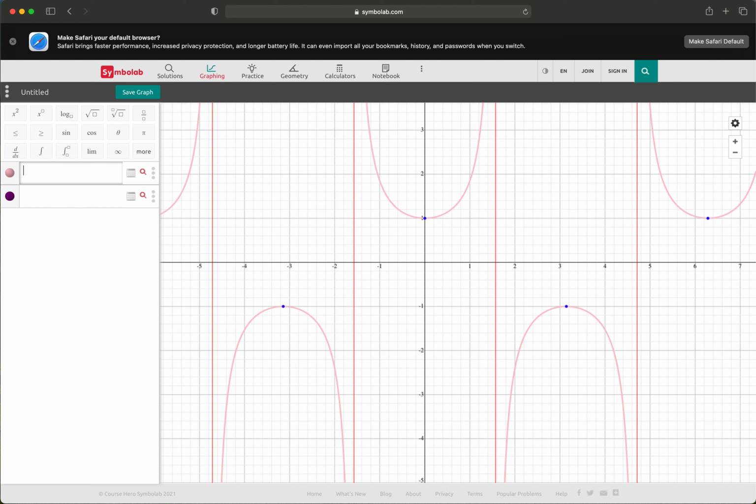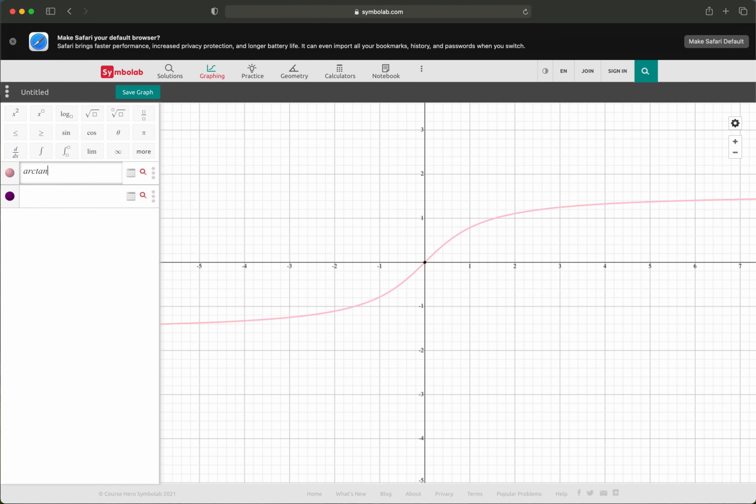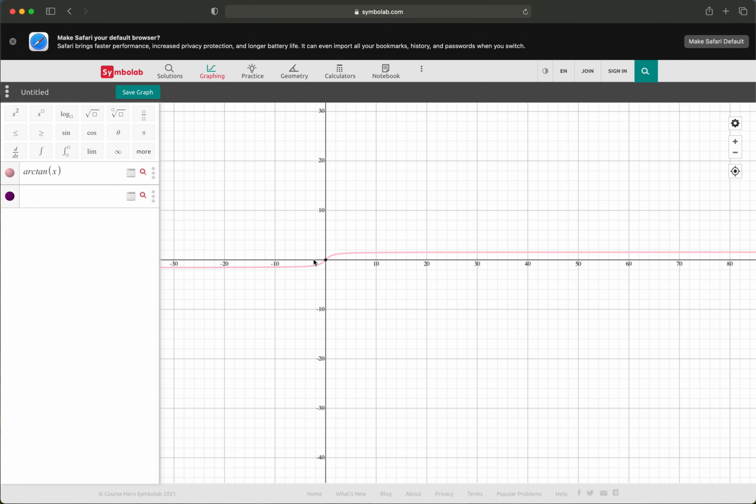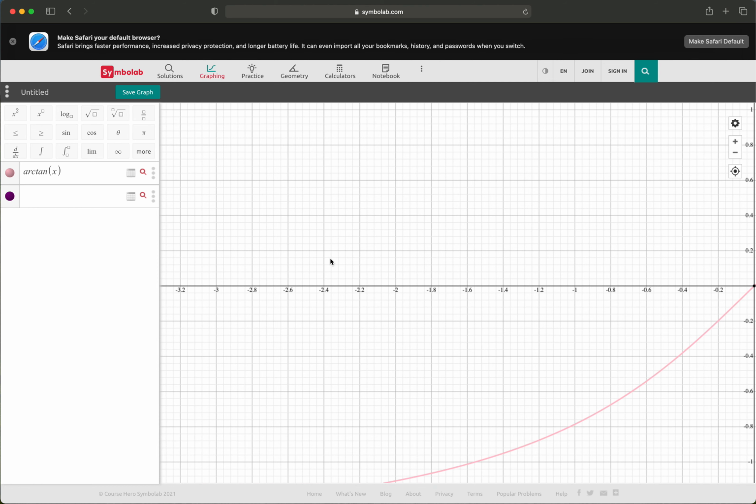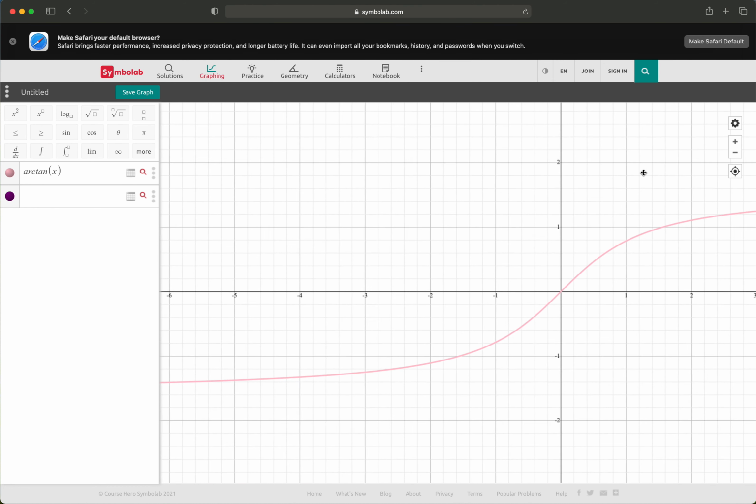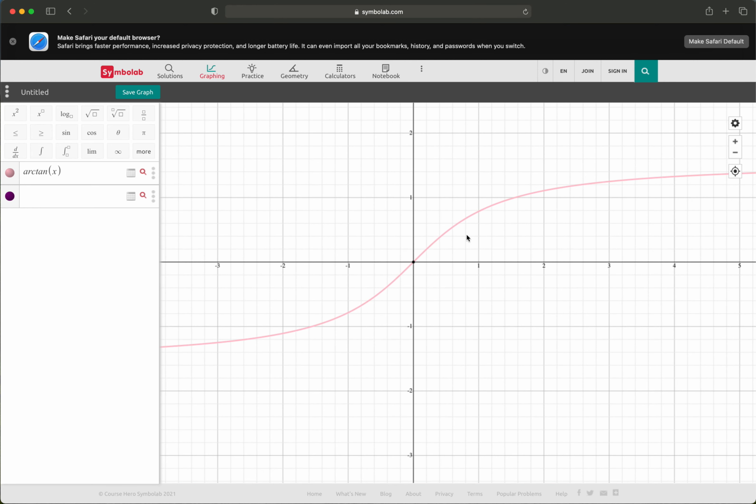Okay, what you should know is the arctangent, though. We see that a lot. So arctangent of x has a horizontal asymptote at pi over 2 and minus pi over 2. So it's a nice graph, but it never gets higher than pi over 2. It never gets lower than minus pi over 2.